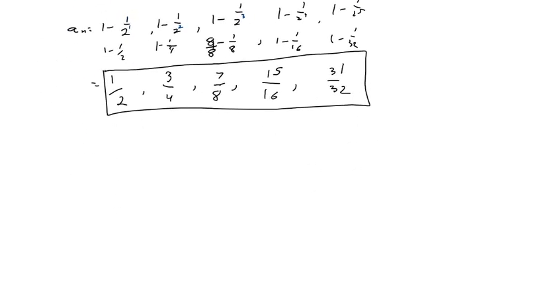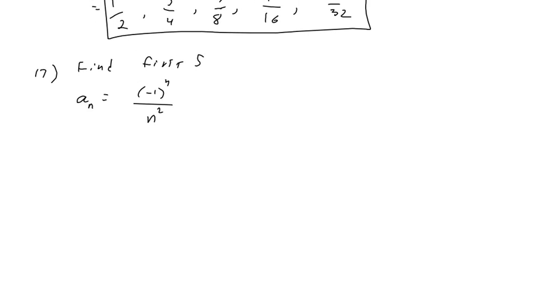Let's look at 17. This one, again, I want the first 5 terms. I have my general formula, a sub n, my general equation of the pattern. It says -1 to the n over n squared. So there's my pattern. So again, I'm going to plug in my first 5 values of n: 1, 2, 3, 4, and 5. And I'm going to get my answers.